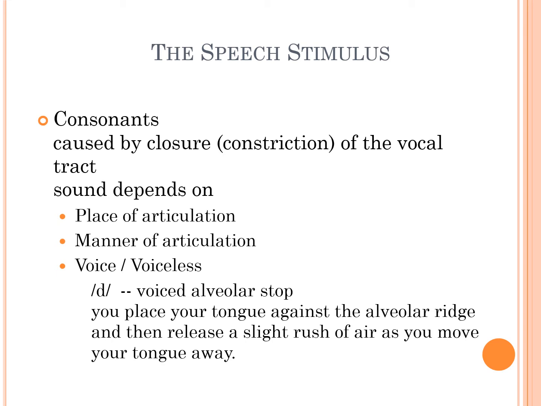And so here's an example. You may notice that there are forward slashes around the d. This denotes that we're talking about a phoneme here, which we're about to talk about. So this d sound is a voiced alveolar stop. It's voiced like the b. It's alveolar in that you're putting your tongue up against what's called the alveolar ridge, back there behind your teeth. D, feel where that is, and it is a stop. Again, you're stopping the air. So you place your tongue against the alveolar ridge and then release a slight rush of air as you move your tongue away to create the d sound.